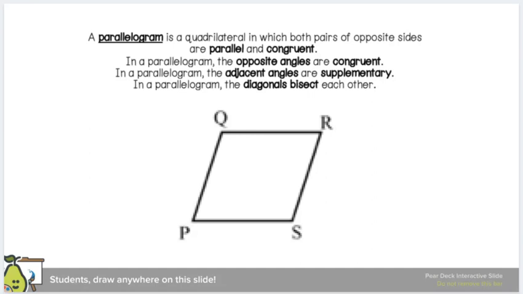We'll be going through our properties of parallelograms in this video. So first, we are going to define what a parallelogram is, and it is a quadrilateral or four-sided figure in which both pairs of opposite sides are parallel and congruent.